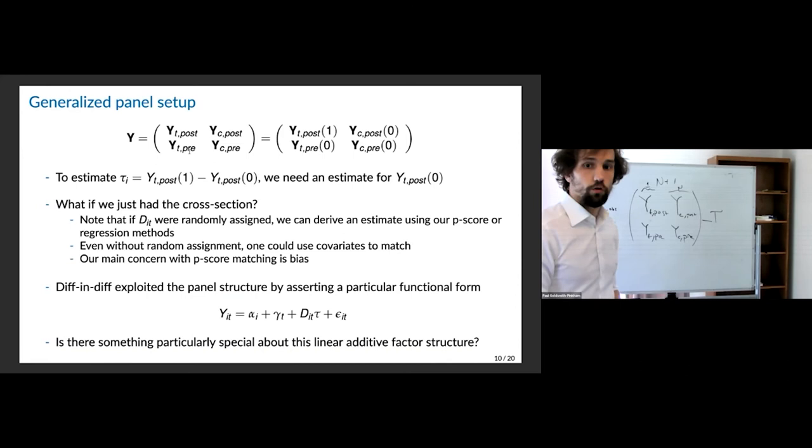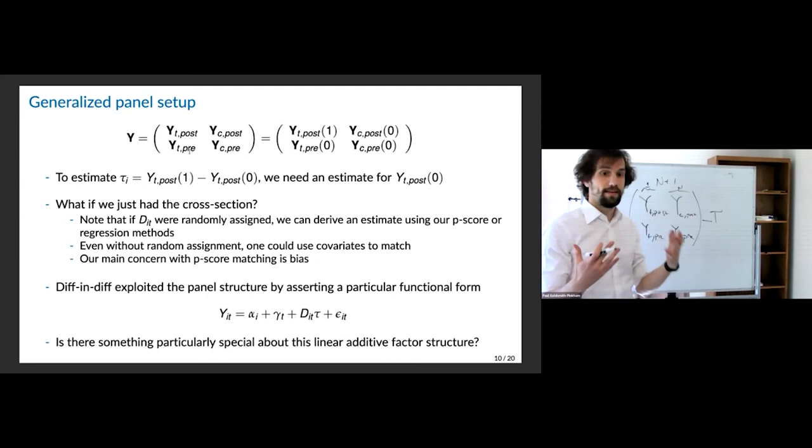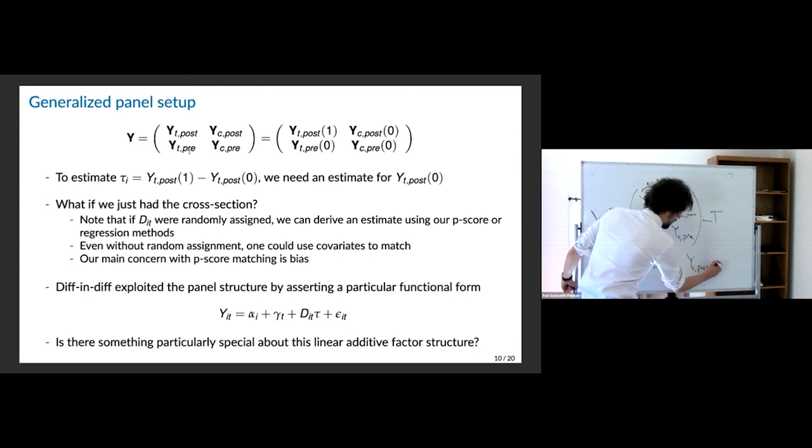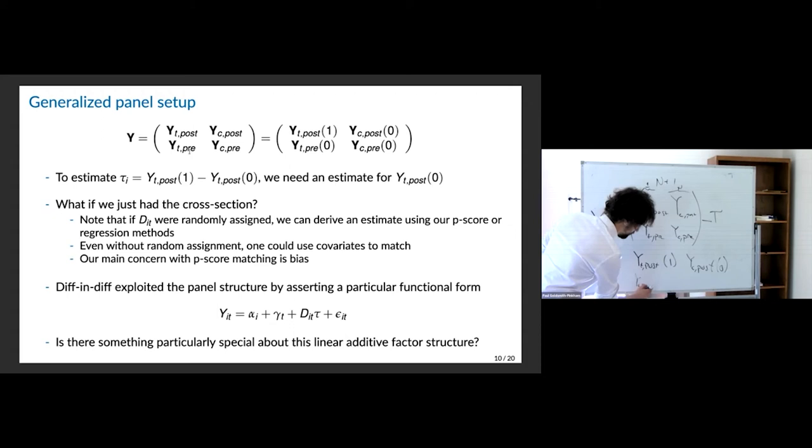So, to estimate this post effect, the key thing to pay attention to is that this is a missing data problem. In the post period, what we see for the treatment group is the treatment value, and for the control group we have the control version. And then in the pre, we have the untreated for both of them, obviously.